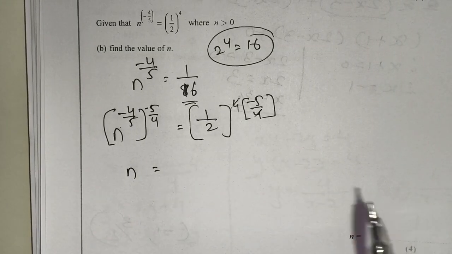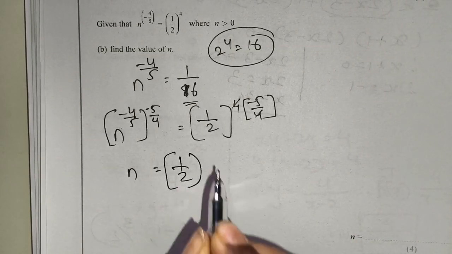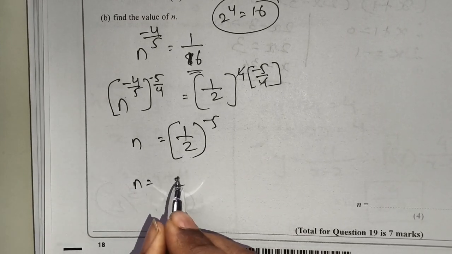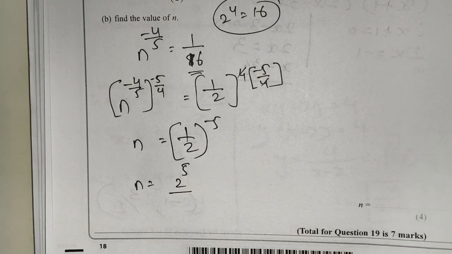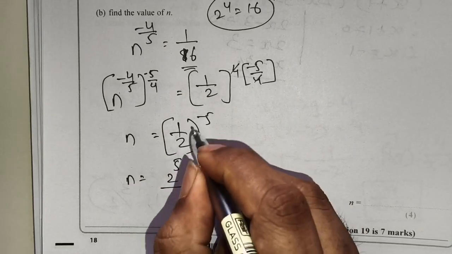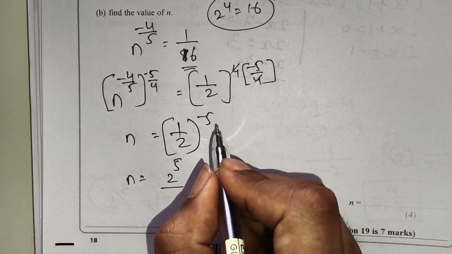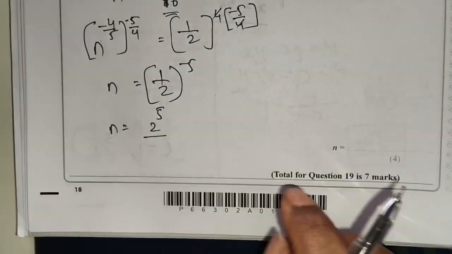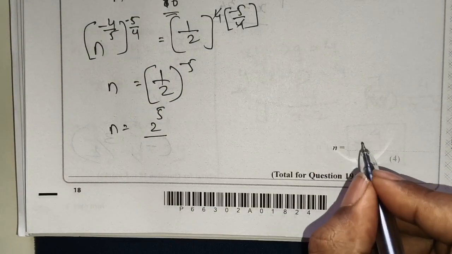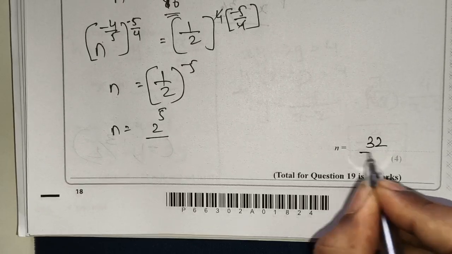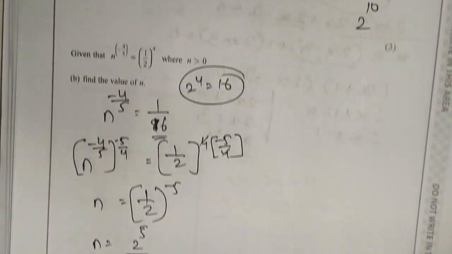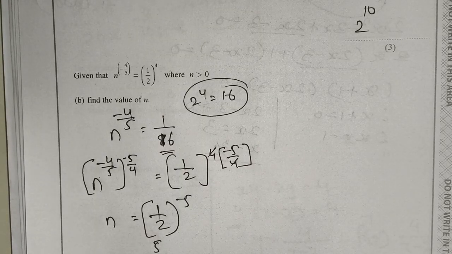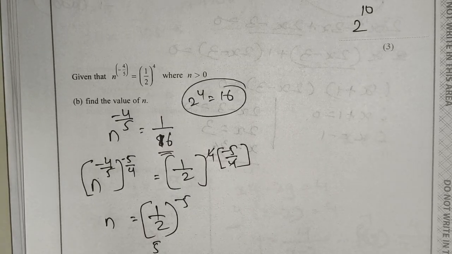Here 4 and 4 also get cancelled, so you get 1 by 2 raised to minus 5. Now raised to minus 5 can be written as 2 raised to 5. Correct? Because when you switch the numerator and denominator, this sign changes. That is the rule of integers. So my n value is going to be 2 raised to 5, which is 32. Easy 4 marks for you. You only need to understand how you are going to arrange the indices in the sum. Okay? Cool.